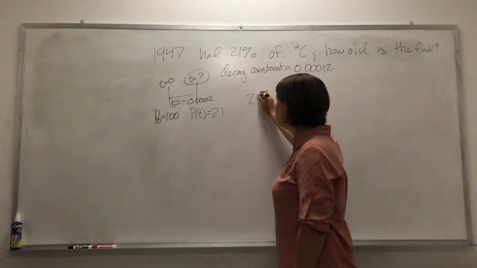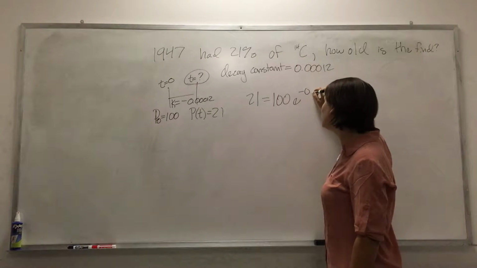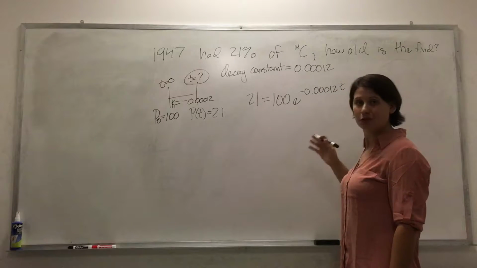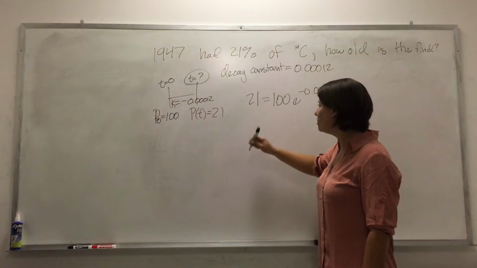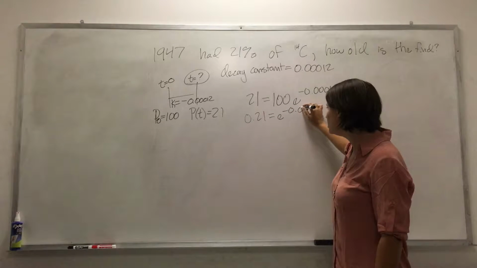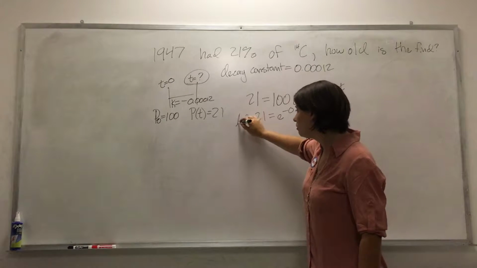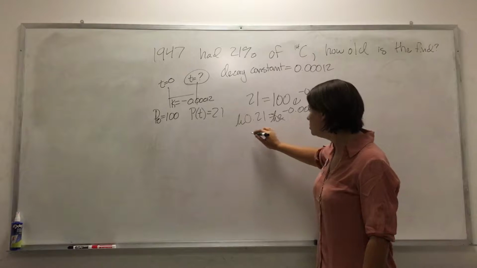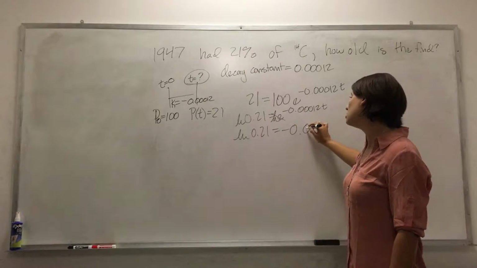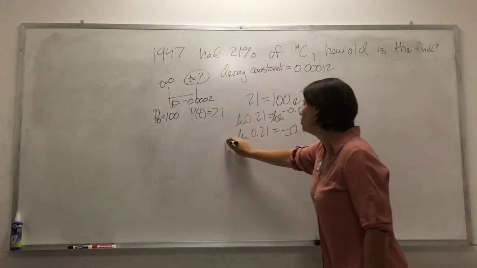So P of T is 21 equals 100 E to the K is negative 0.00012T. Solve for T. It's just like the other ones solving for K. Divide by 100, and we get 0.21 equals E to the negative 0.00012T. E is on its own, so take the ln. Cancels, so the natural log of 0.21 is equal to negative 0.00012T. Divide to get T on its own.